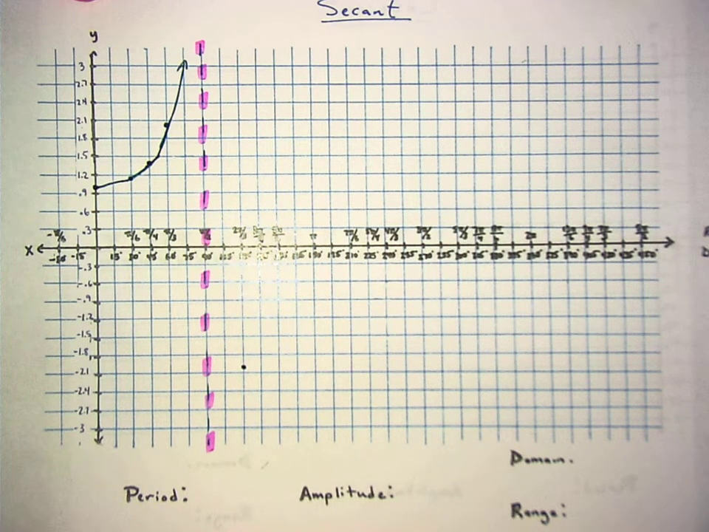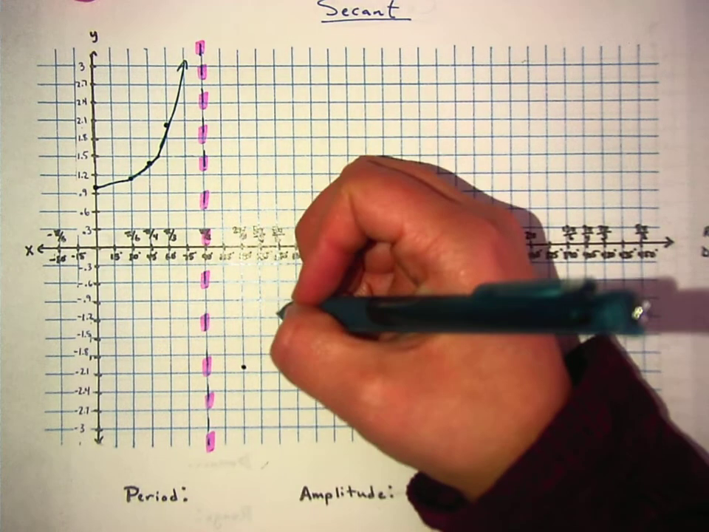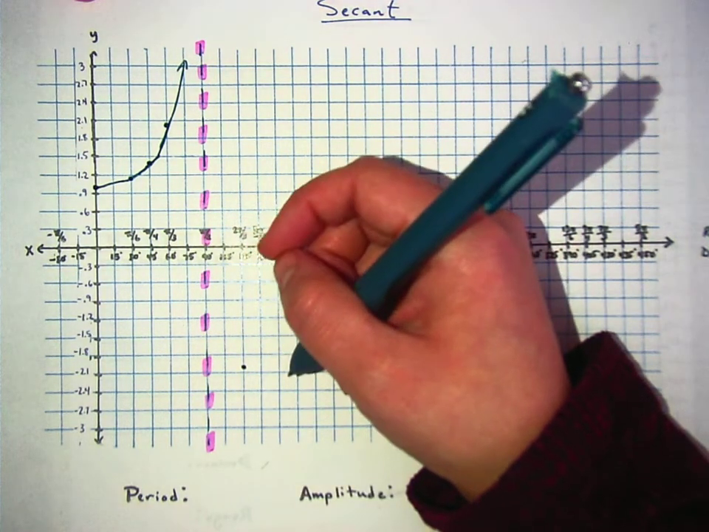So, do you guys want to get negative 1.41?